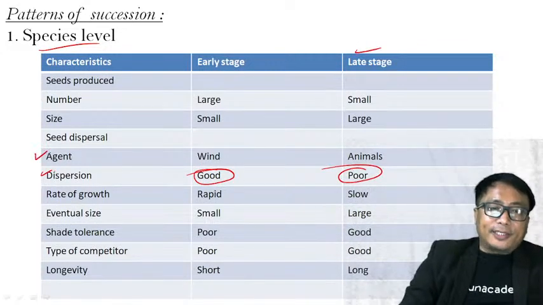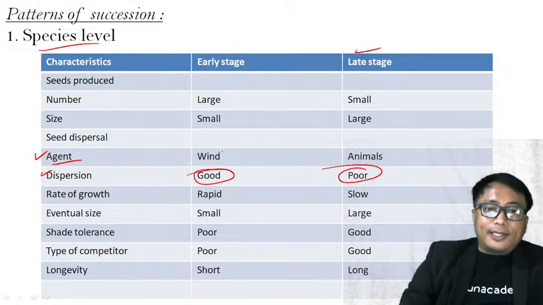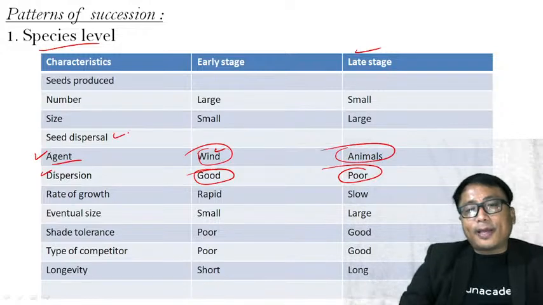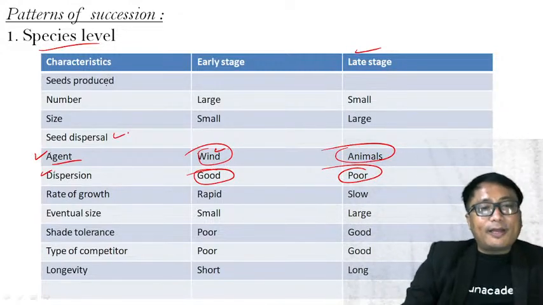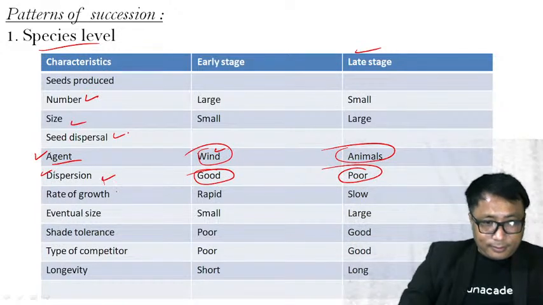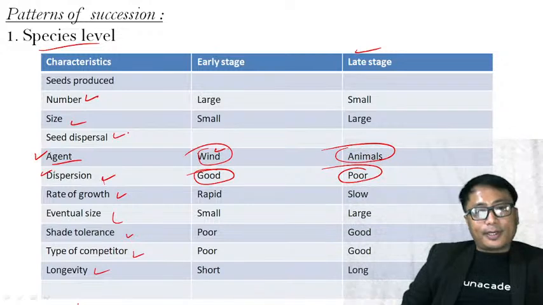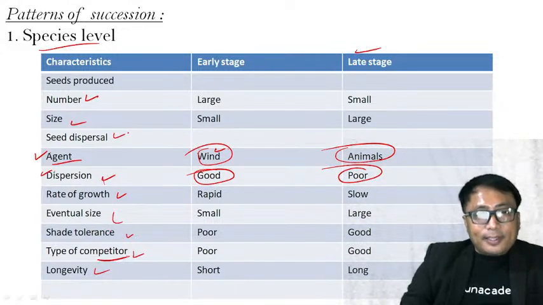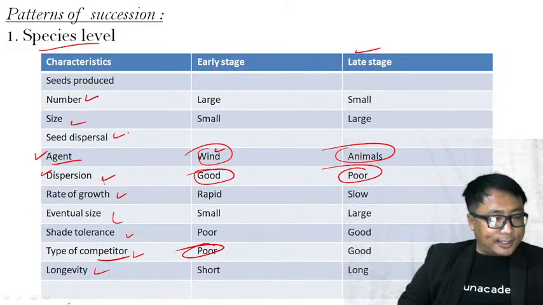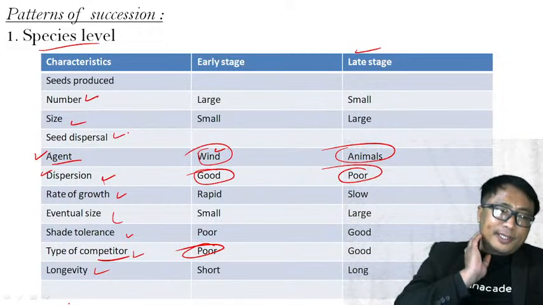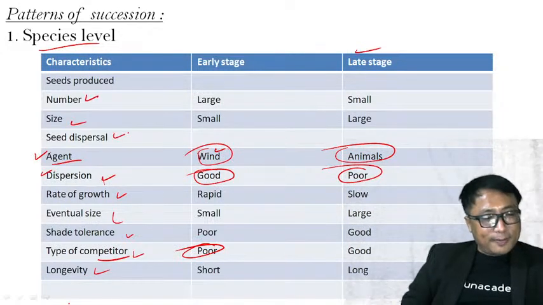Okay, so agent of seed dispersal, in the early stage it will be wind. Initially it will be wind, but after some time in the later stage it will be by animals, like this. So each and every parameter you kindly go and evaluate. Type of competitor will be very poor in the initial stage, species will also be less. But in the later stage it will be very good, meaning more competition or more competitors. Clear?